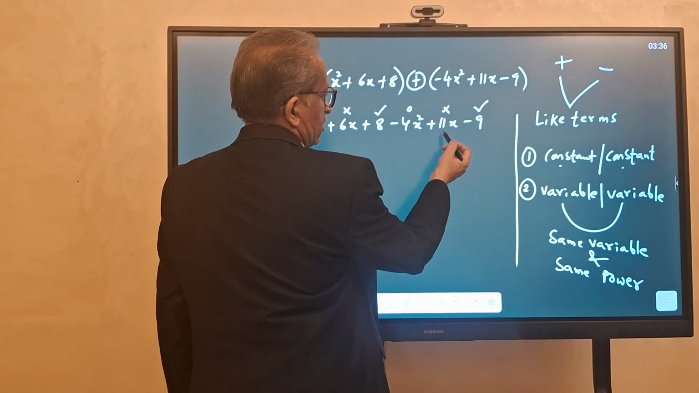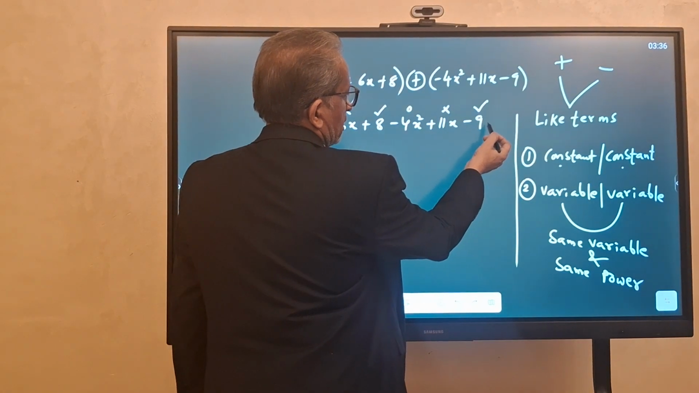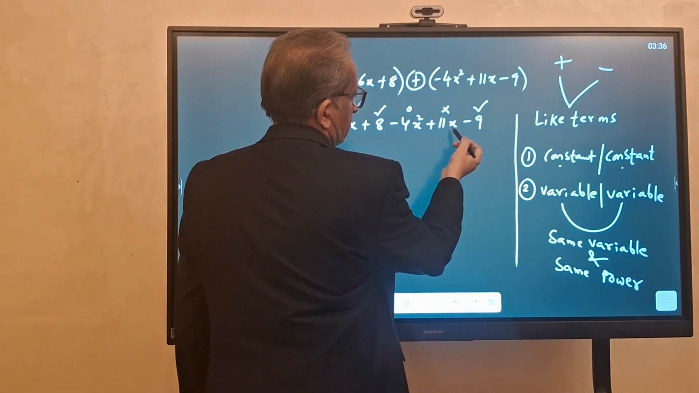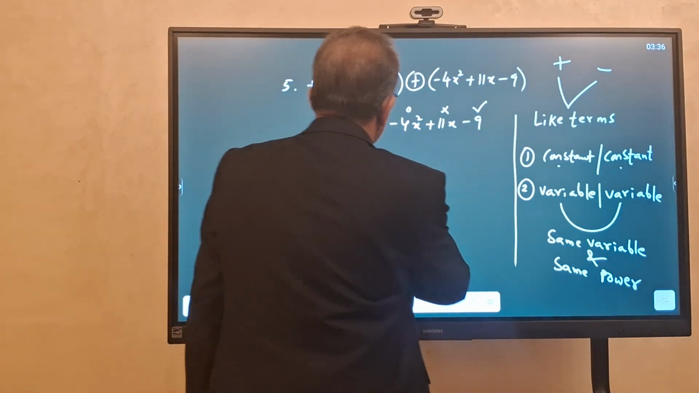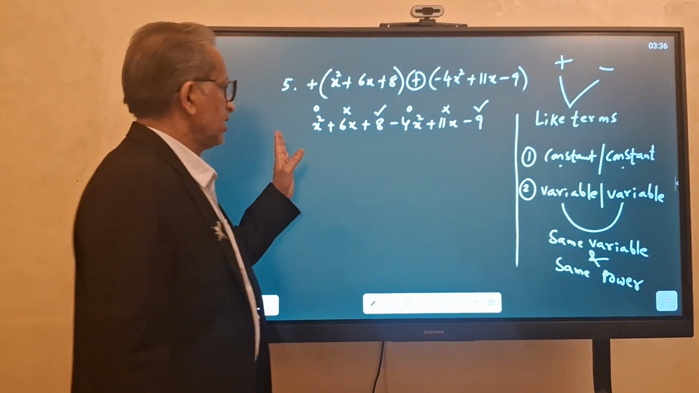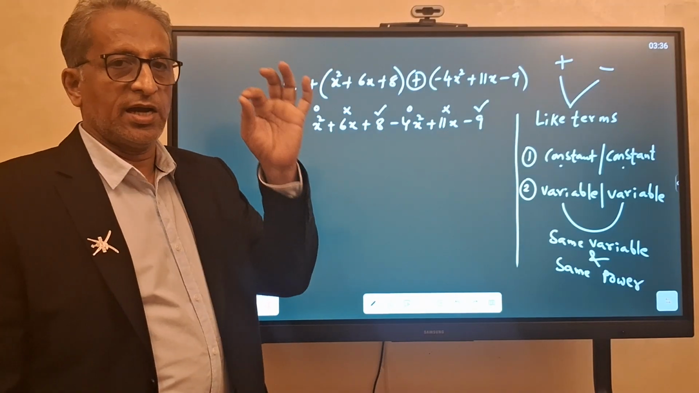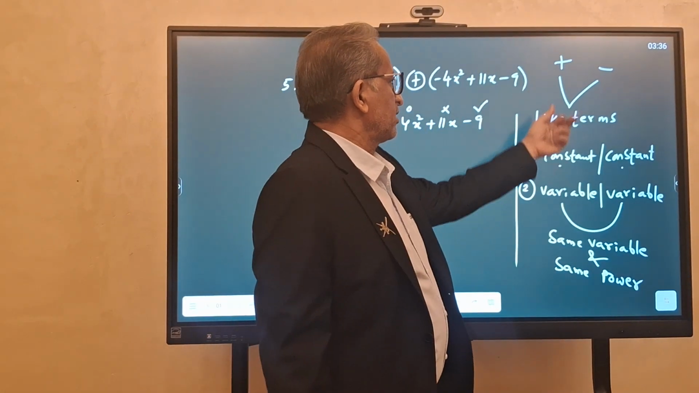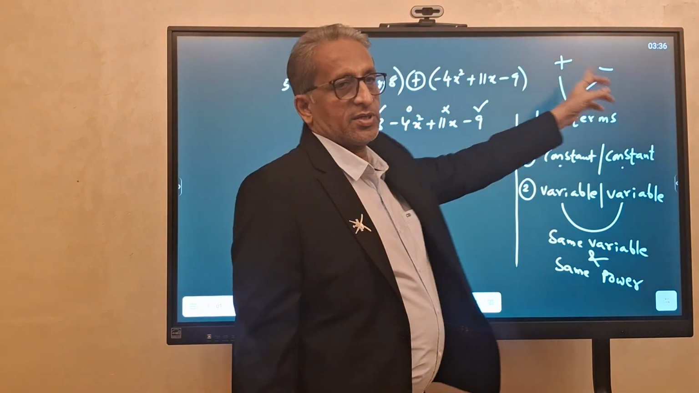So therefore this and this are not same. Is this and this same? No, because 9 doesn't have a variable. This 11 has a variable. So therefore they are not same. So what I have done is, in these 6 terms, I identified which are like terms. Once they are like terms, you can add and subtract.